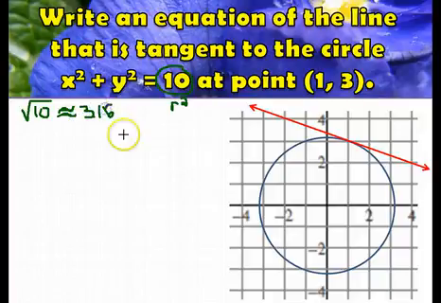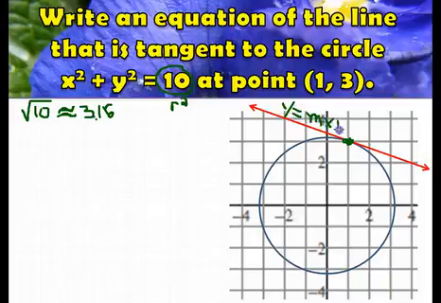That's the actual radius length, 3.16. Okay? But the given point is (1, 3). So there's (1, 3). My tangent line, the red line, that's my whole goal. I'm trying to find the equation y equals mx plus b. That's what I'm looking for for the red line.